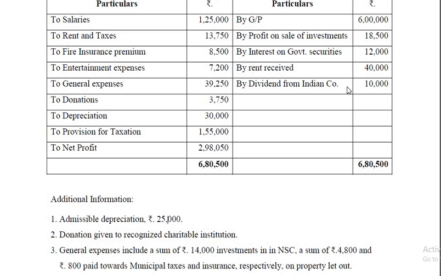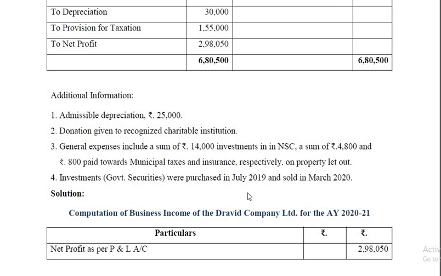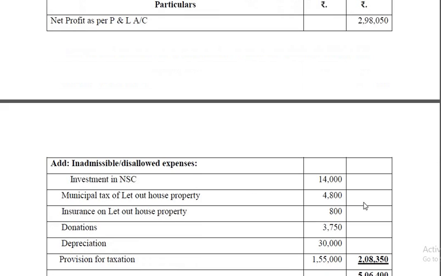Dividend from an Indian company falls under income from other sources. But the thing is, it is exempt up to 10 lakh. Therefore, that has to be deducted, but while computing total income, it is exempt. Okay, that's all. See the calculation.